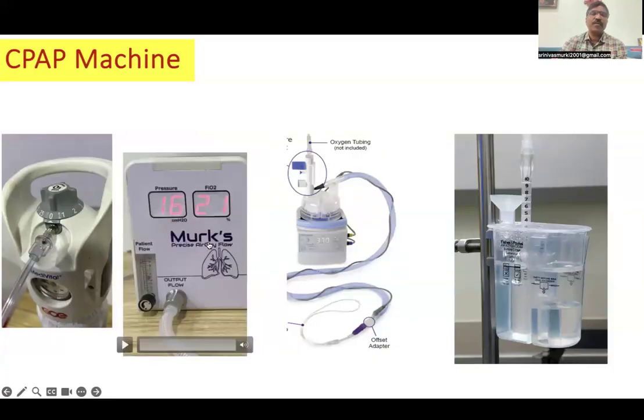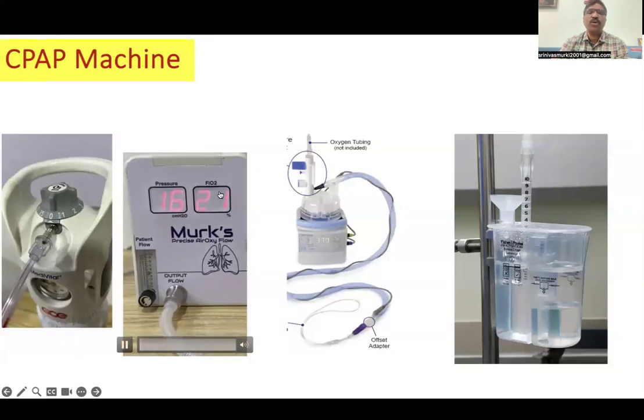I have some disclaimer here. This is the device which we made, and this has an inbuilt compressor. You don't need a compressed air source. You need only cylinder oxygen. This has a compressor in it and it has a blender in it. You can also set the flow meter. You can measure how much pressure you are giving to the baby and how much FiO2 you give to the baby.